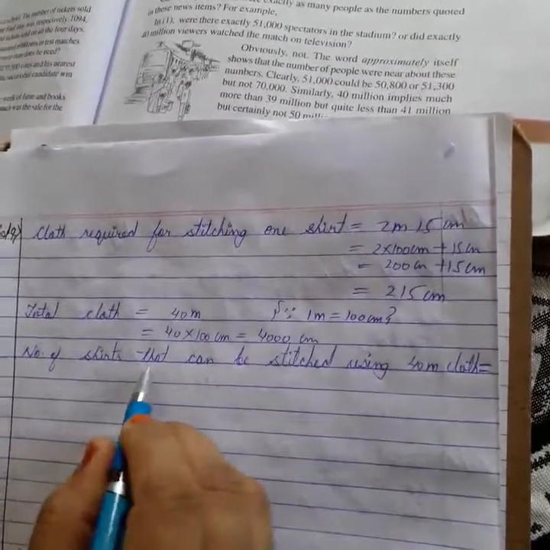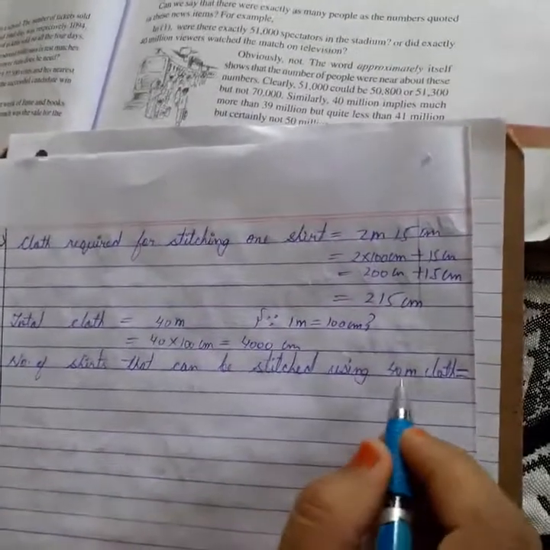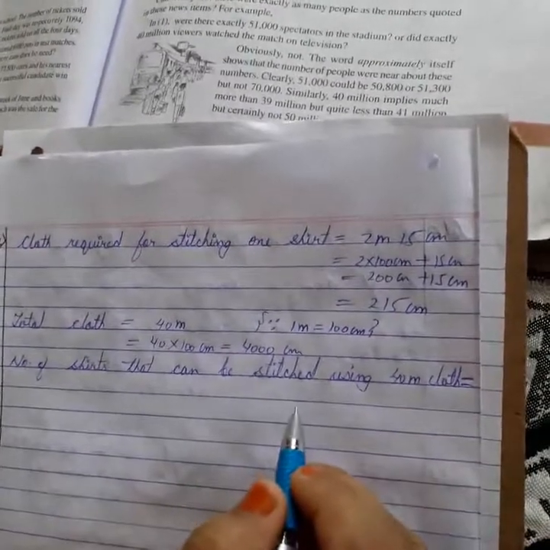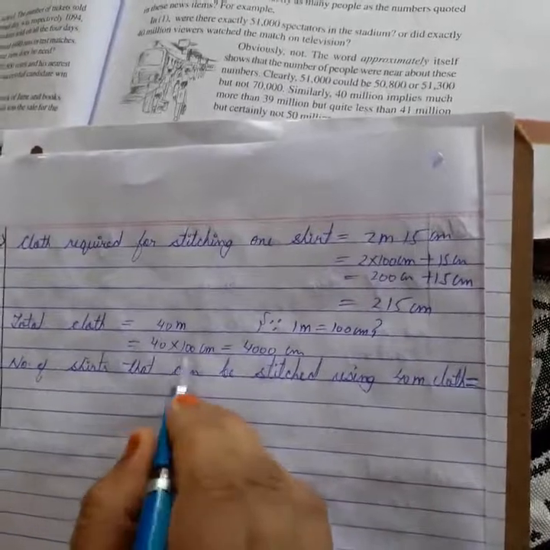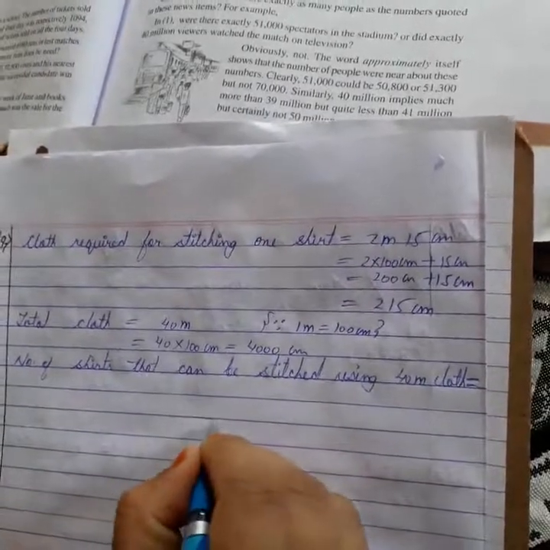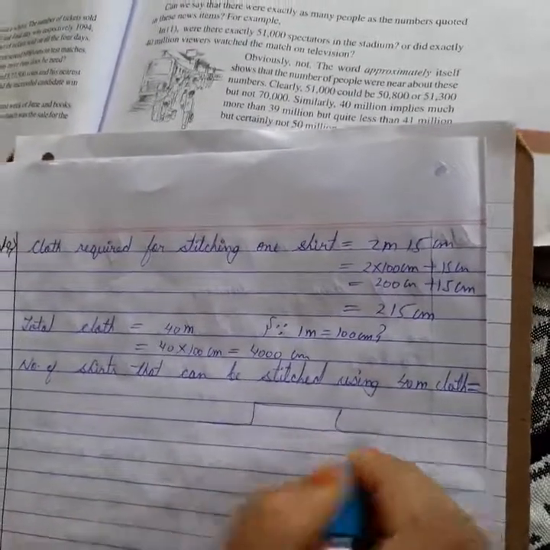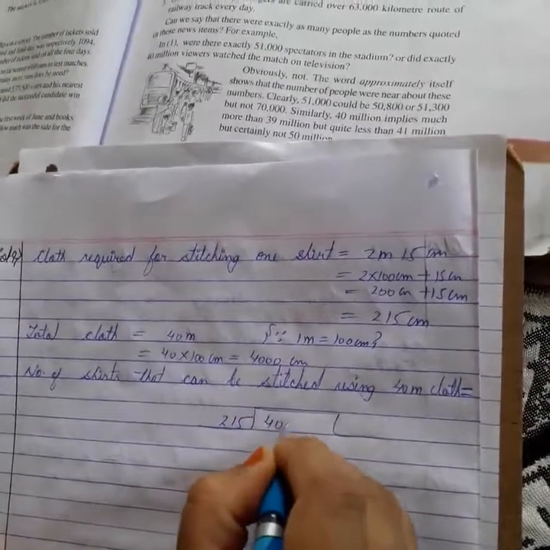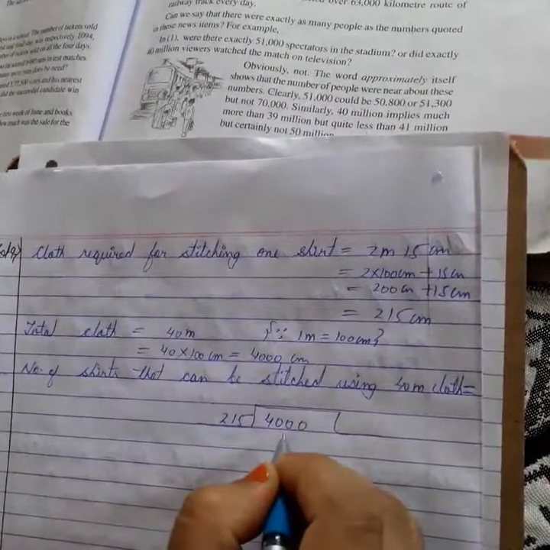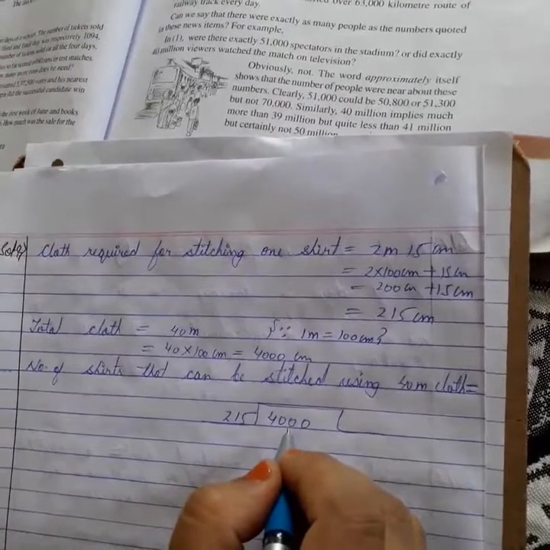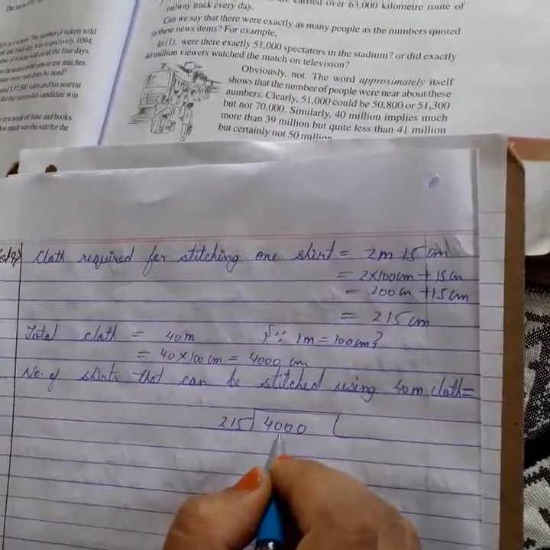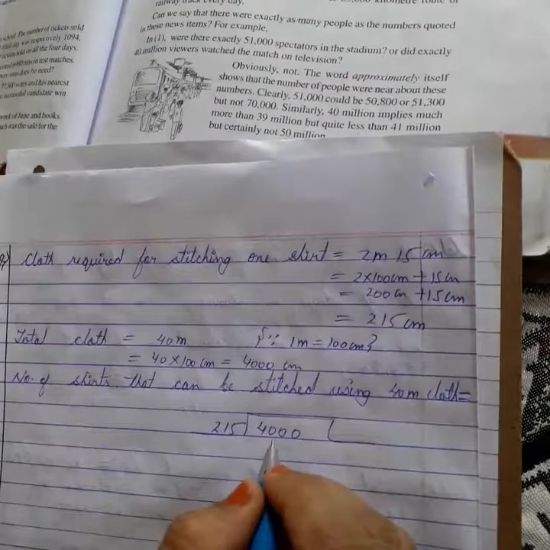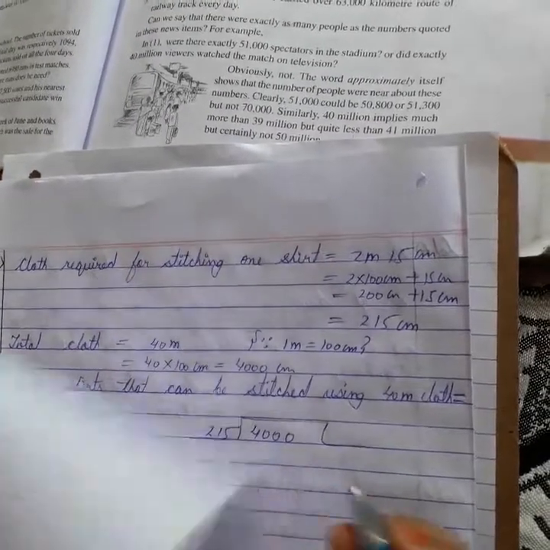Now, number of shirts that can be stitched using 40 meter cloth. So you have to tell how many shirts you can stitch using this much cloth. So for one shirt you need how much cloth? 215 centimeter, and total cloth is 4000 centimeter. See, understand, if I say that I have given you 20 rupees. Okay, I have given you how much rupees?